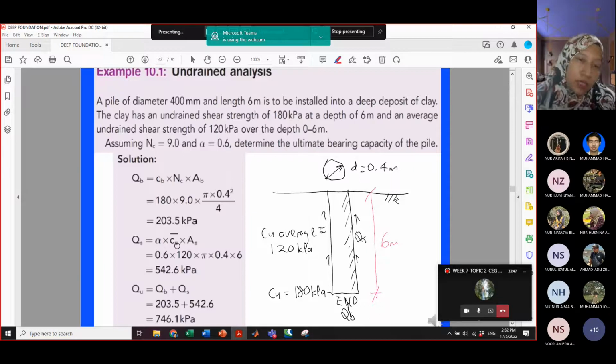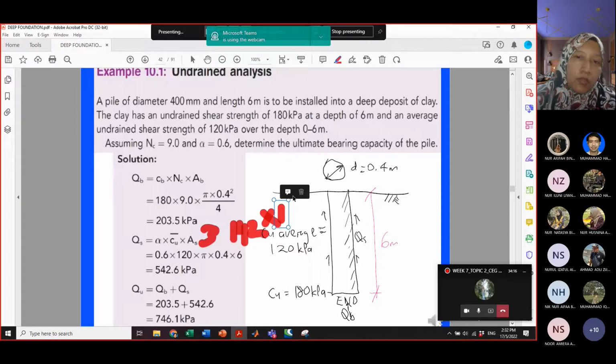Okay, for the skin bearing capacity, alpha multiplied by average CU times AS. You can see that to calculate AS, the shaft area of the pile, it is pi DL. So we calculate it as 3.142 times D times L. Okay, this is the formula to get the cross-sectional area of the pile shaft.